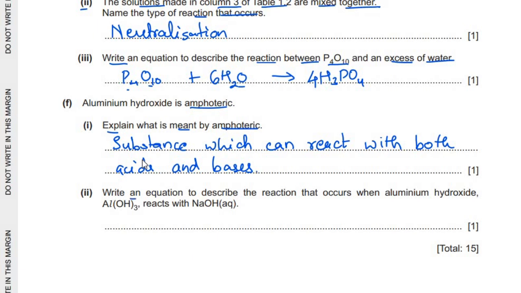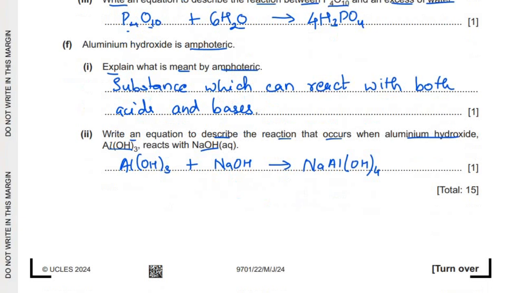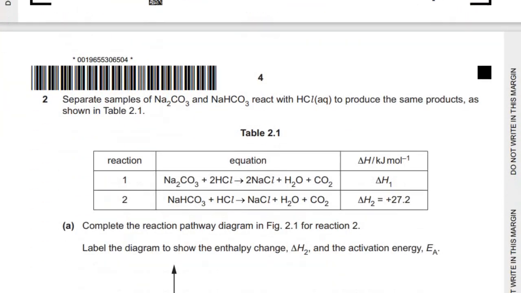Now write an equation to describe the reaction that occurs when aluminium hydroxide, Al(OH)3, reacts with NaOH. So you're going to react aluminium hydroxide, which is amphoteric, with the base NaOH, and it's going to form a complex salt. Its formula is NaAl(OH)4. So you need to remember the formula of this complex salt. Here question 1 ends.